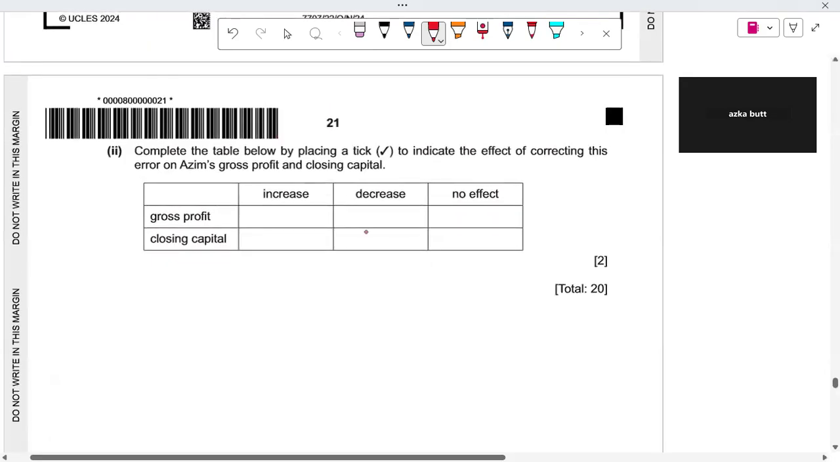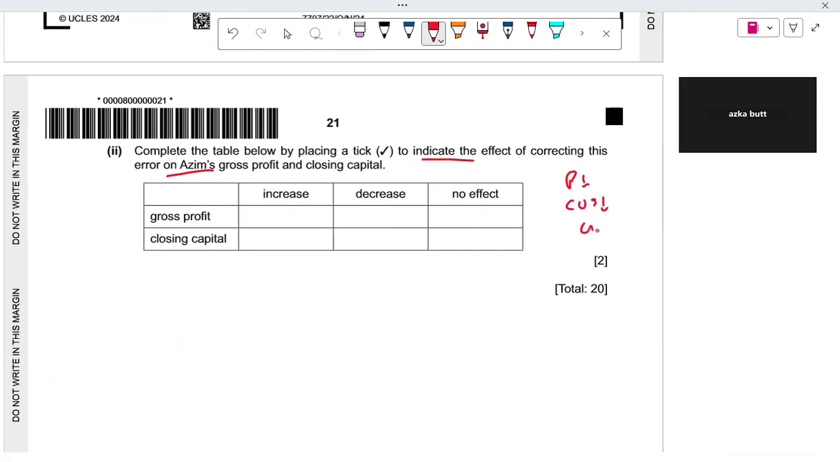Okay. Complete the table below by putting a tick to indicate the effect of correcting this error. Okay, so basically what happened here, he carried the purchases, so purchases are decreased, cost of sales decreased, and gross profit has increased. And closing capital, okay, so of course, if he is using the goods for his own use, closing capital will not be affected.